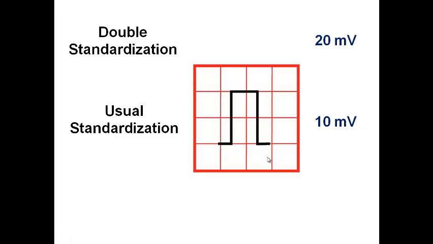If we have double standardization, at that time we are going to see larger complexes, because it stands for 20 millivolt. And half standardization means that the standardization represents 5 millivolt, so we are going to see lower voltage complexes, and we are going to discuss this as well in the lecture called ECG interpretation.